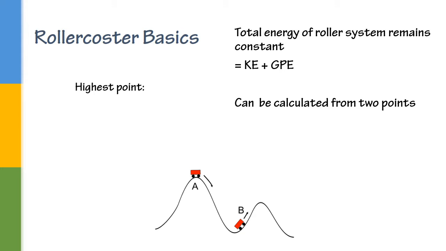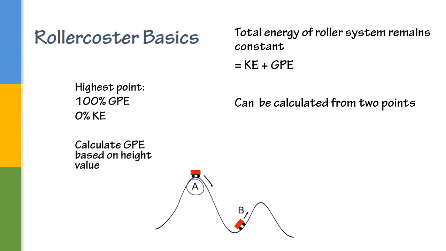And you can calculate the total energy of the system easily from two key points in the roller coaster. First of all is this point A here, which is your highest point where your height is at a maximum. At this point, the gravitational potential energy is 100% of the total energy with no kinetic energy at all. So if you want to calculate the total energy, you calculate the GPE based on the height value that you'll be provided with. So the height will usually be somewhere here in your question, and you'll be able to use that to calculate your total energy for the first part of the question.